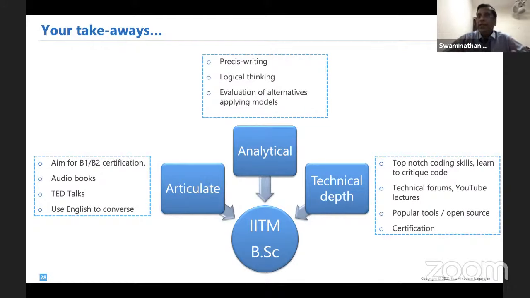As I said, you cannot stop only with this program. During the program, you need to equip yourself to do a lot more things. I will articulate in 3 ways.